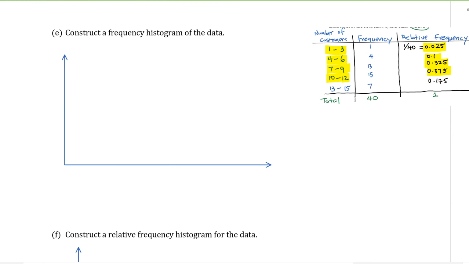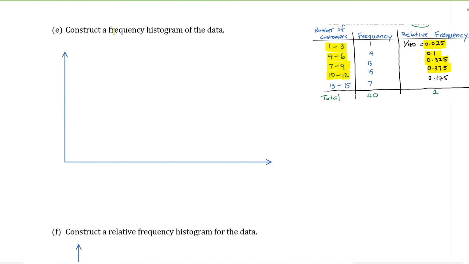Okay, notice that I want a frequency histogram. That means I'm going to use the column for frequency. Let me erase that. So I'm going to use the data in this column here. Notice that my maximum here is 15, and my minimum here is 1.